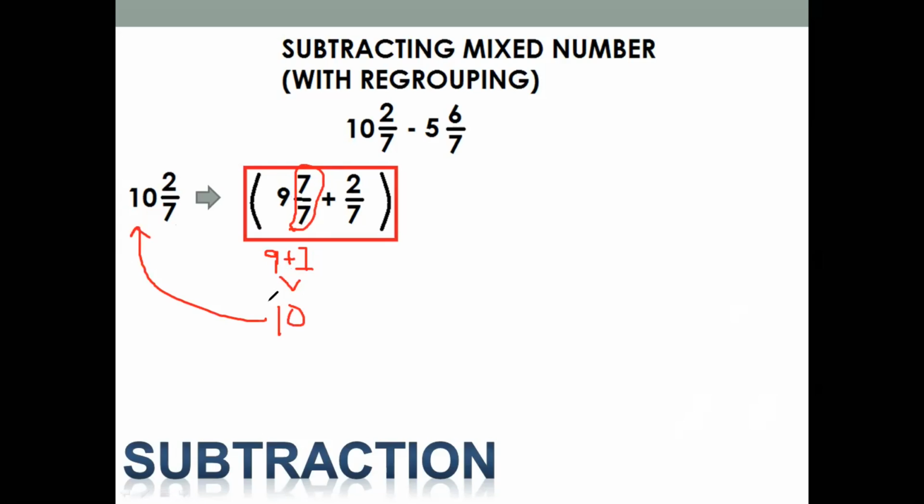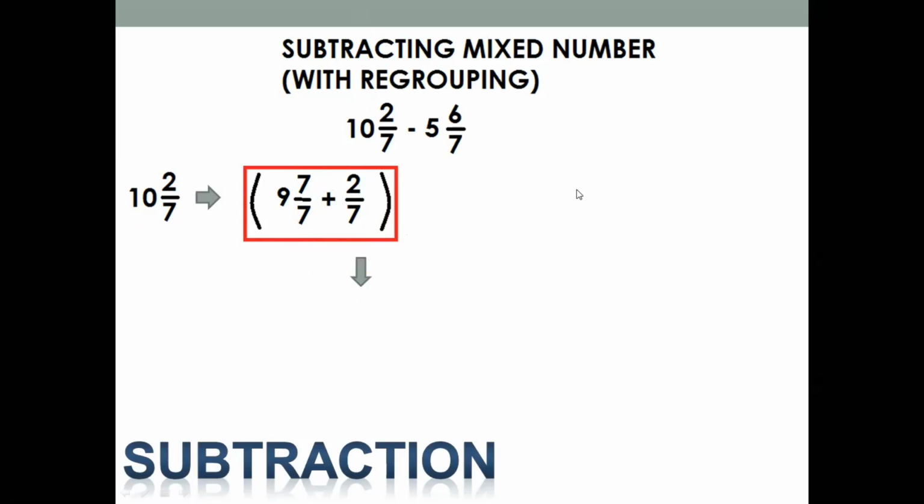So we only borrowed 1. Then 1 means 7 over 7. So you should follow our denominator. So copy the denominator and make it a unit fraction, which is 7 over 7.